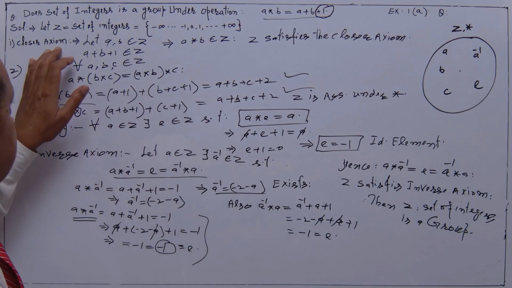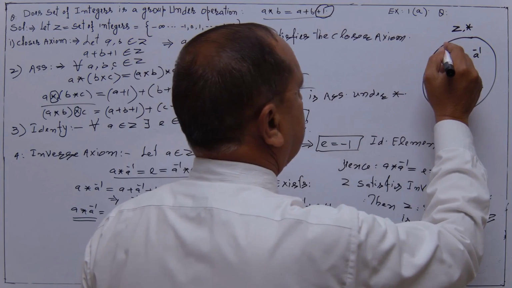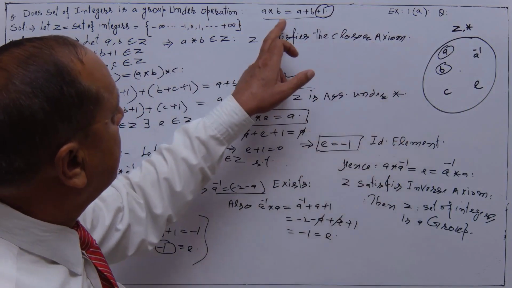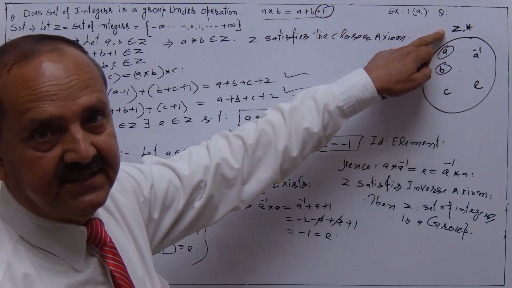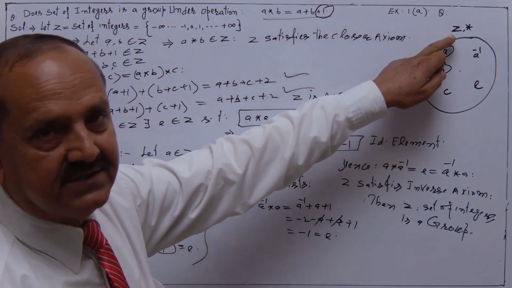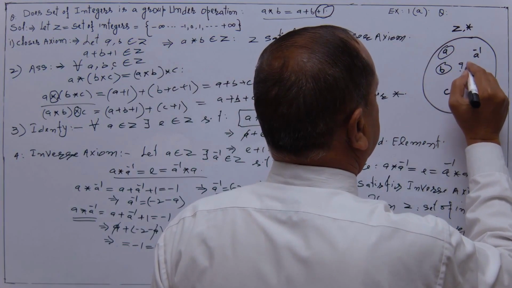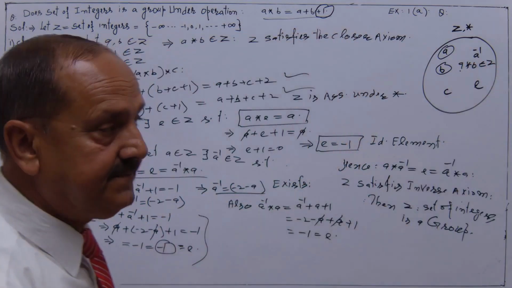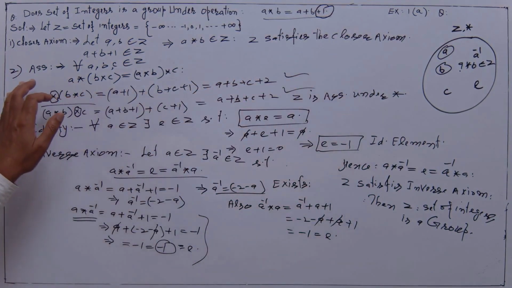The first axiom is closure. Let A, B element belong to set Z. Then according to this condition A plus B plus 1 must belong to set Z. It means A star B is also an element of set Z. Z satisfies the closure.